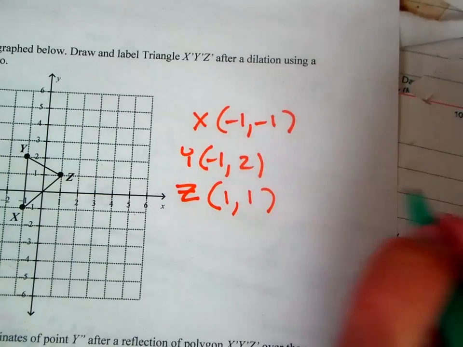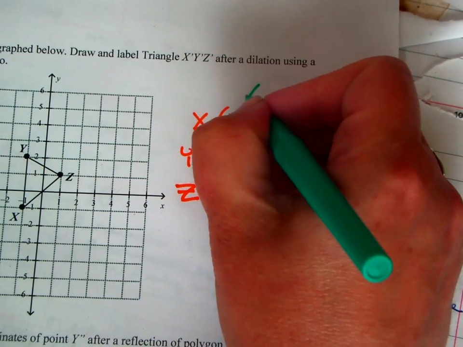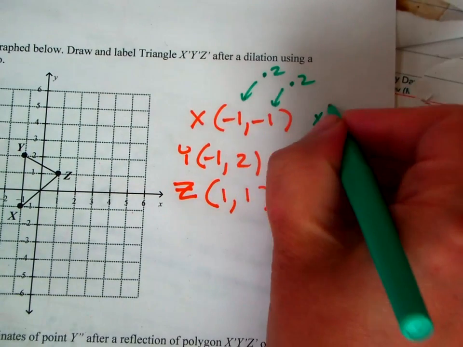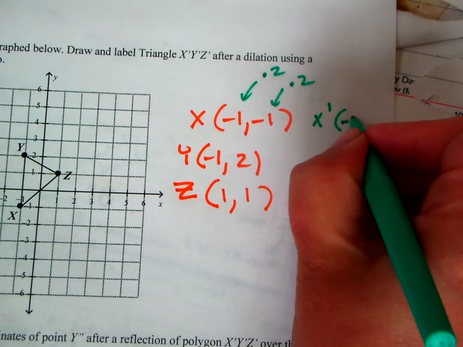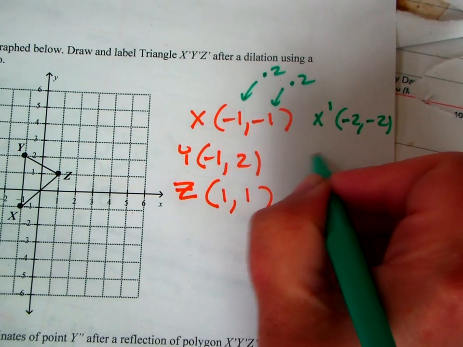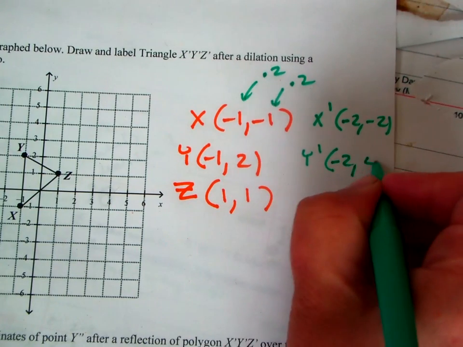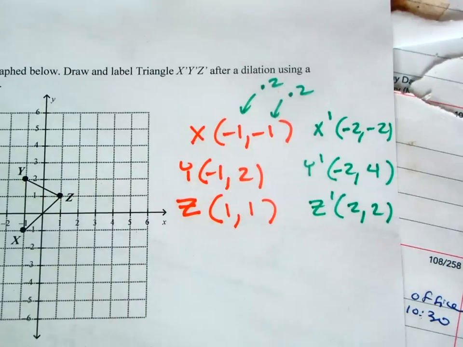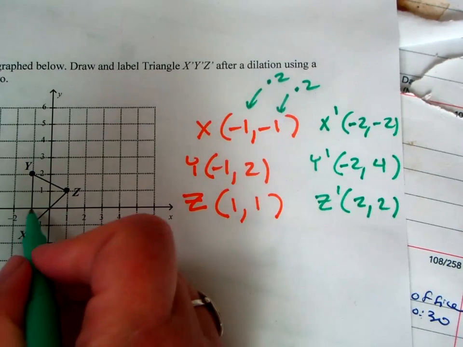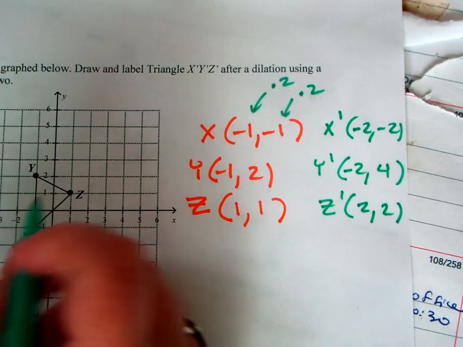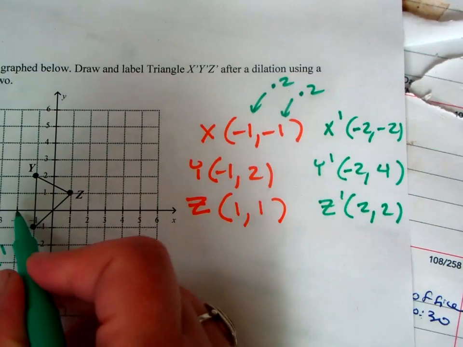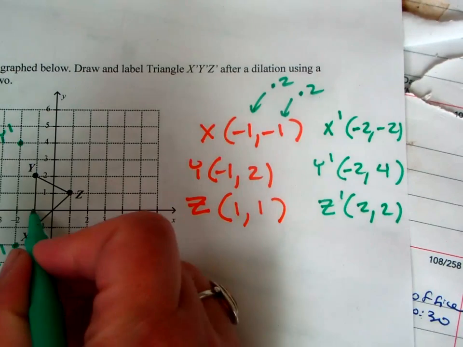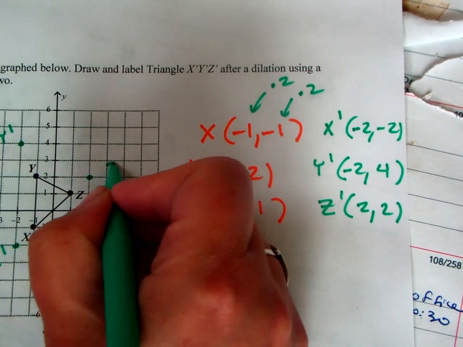Okay, so now I have to do this in a scale factor of 2. So I'm going to multiply this by 2, and I'm going to multiply that by 2. Okay, so X prime will be (-2, -2). Y prime will be (-2, 4). And Z prime will be (2, 2). So -2, -2, and down to -2. Here is X prime. -2 and up to 4. Here is Y prime. And over to 2, up to 2 is Z prime.